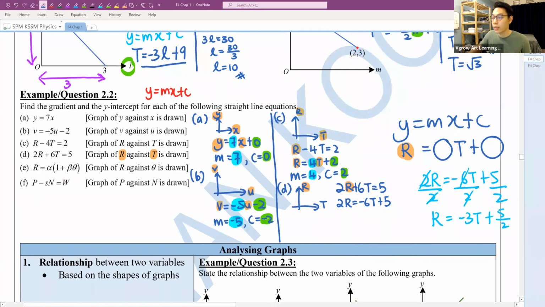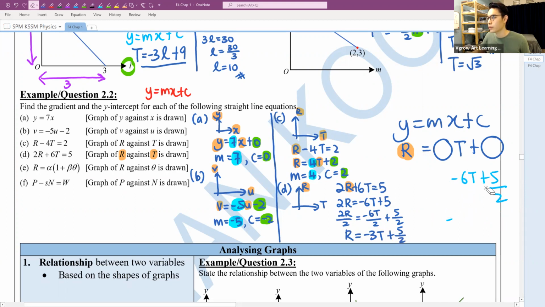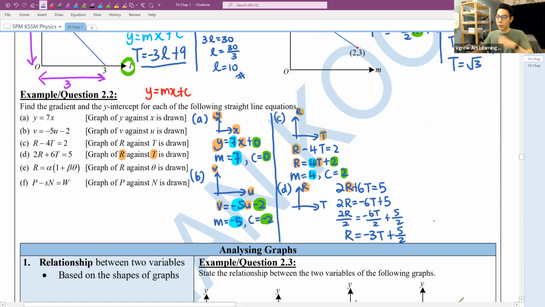All right, so try and see this method. All of it divide by 2. So R is equals to negative 3t plus 5 over 2. Okay, the gradient is equals to negative 3. The y-intercept is 5 over 2.